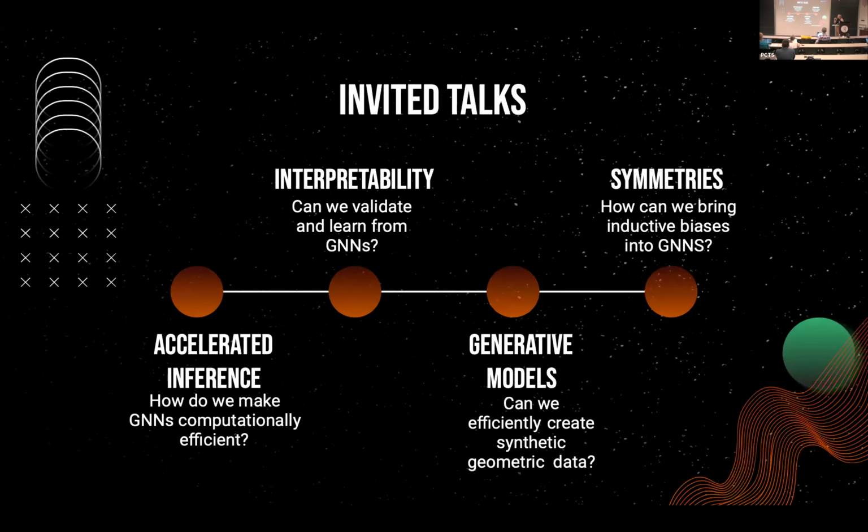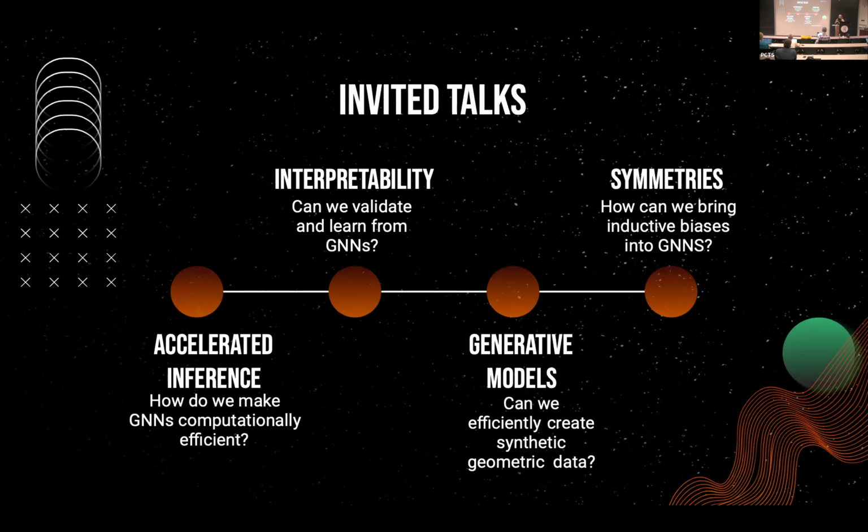So we structured it around 4 invited talks on different areas that we thought were relevant for prompting discussion. We've shown we can apply these to different types of problems, but where do we go from there? How do we make it more meaningful and robust? So we have first a talk on accelerated inference. How do we make these models computationally efficient so that we can use them in experiments, particularly if we look at using them in the trigger?